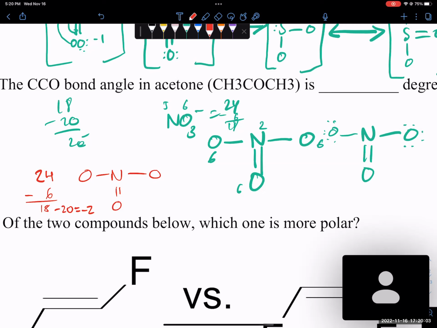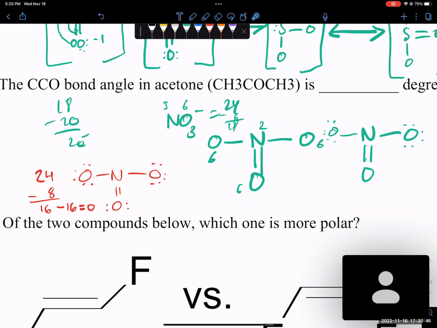So now we start our count again. We started off with 24 valence electrons. We use 2, 4, 6, 8 in bonds, so minus 8 gives us 16. And now we need 6 here, 6 here, and 4 here. That's 6, 12, 16. Nitrogen already has a full octet, so we don't need any more there. So minus 16 gives us a 0. And you should put in all your lone pairs. And that's how we knew we had to add a double bond, because we were deficient 2 electrons when we did the 18 minus 20.